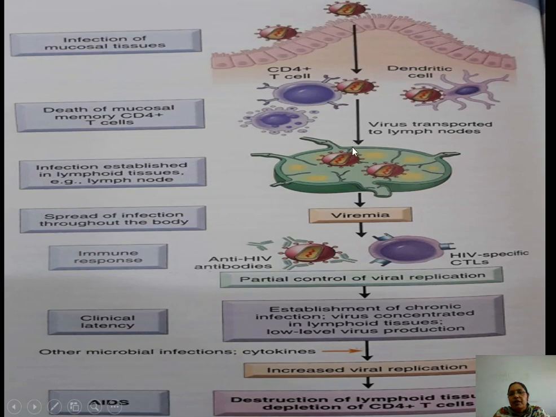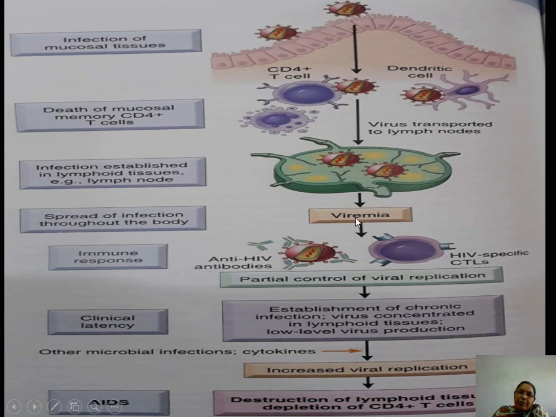Both types of cells which grab the antigen come into the lymph node, and because of the encounter of the HIV virion with the CD4 cells, there is integration and proliferation within the cell, and there is budding. So they are released, and this cell may go into apoptosis, or die. So there is death of the mucosal memory CD4 T cells. After that, the other cells transport the antigen into the lymph nodes. So infection is established in the lymphoid tissue, and they proliferate here and are released from here.